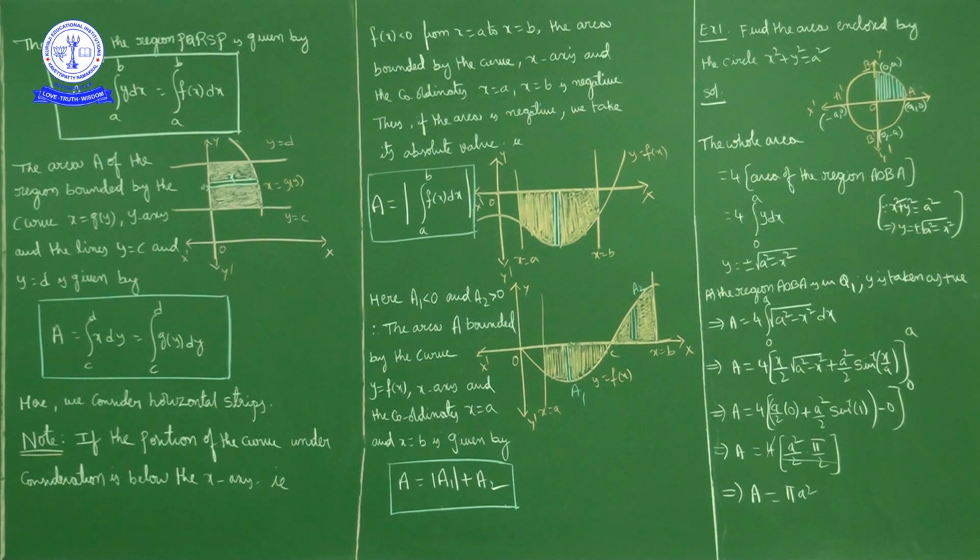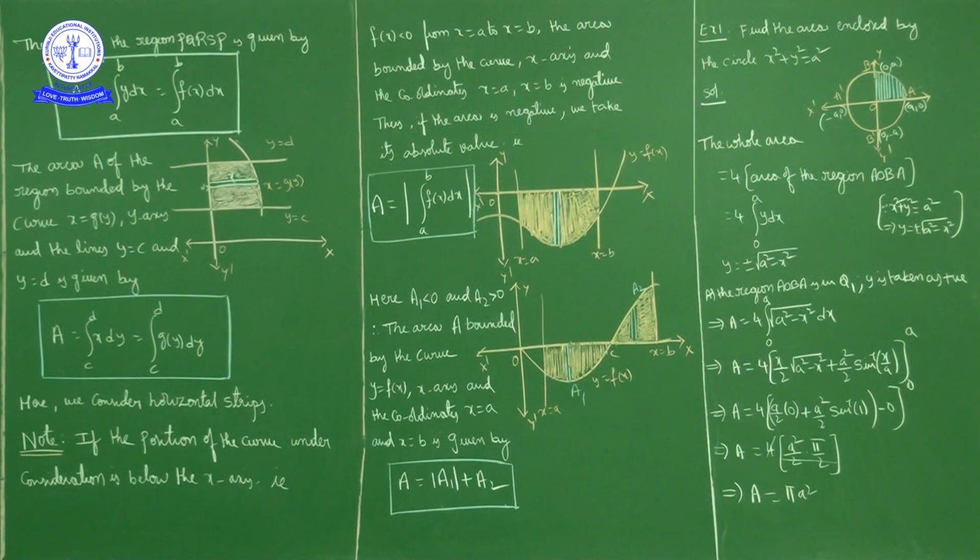Suppose I want to use vertical stripes, then we have to take x limits, so x is equal to 0 to x is equal to a. Between the limits x equal to 0 to x equal to a, we have to write y dx. So the area is equal to 4 times the integral 0 to a of y dx.